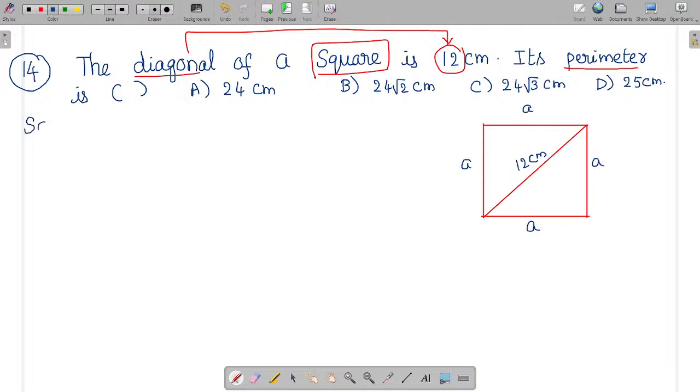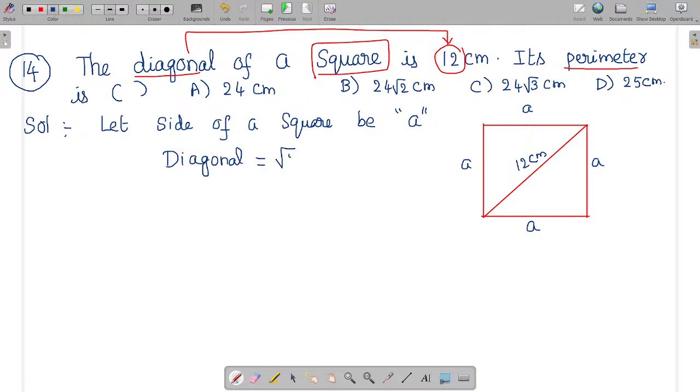So my dear students, you remember, let the side of a square be A or X also we can say. Then the diagonal is given by the formula: diagonal is equal to root 2 times side, that is equal to root 2A. So with the help of root 2A equated to 12, we can find out the side A.